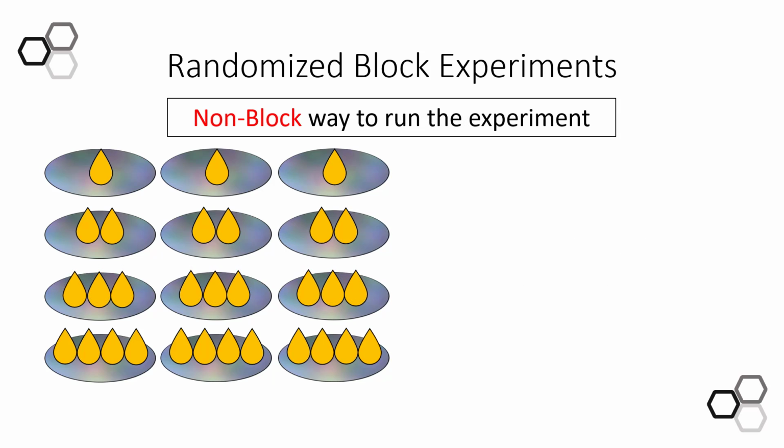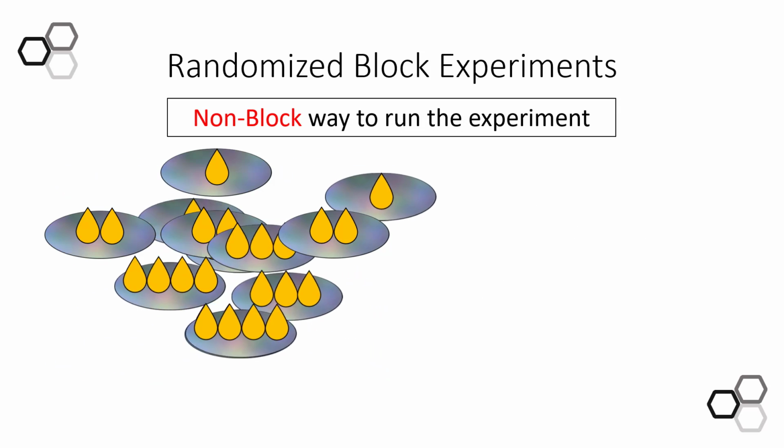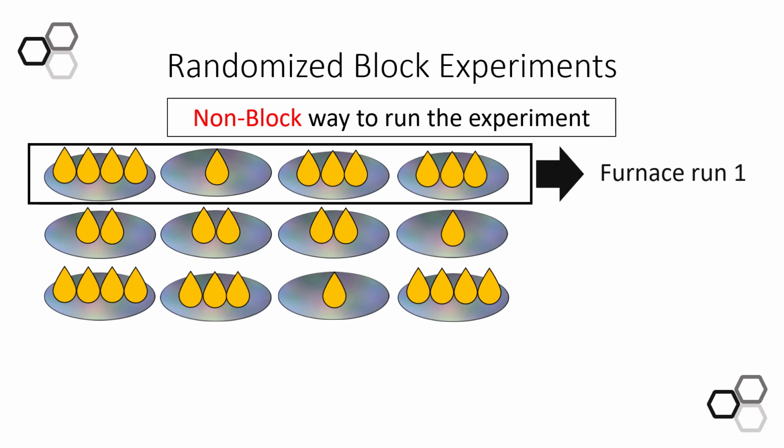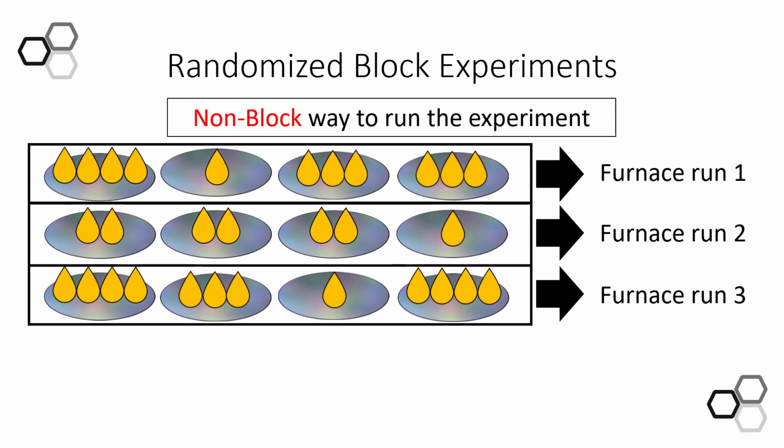The non-block way to conduct this experiment would be to run wafers randomly in 3 runs. However, this method can throw off our results because the furnace variation will alter the results.